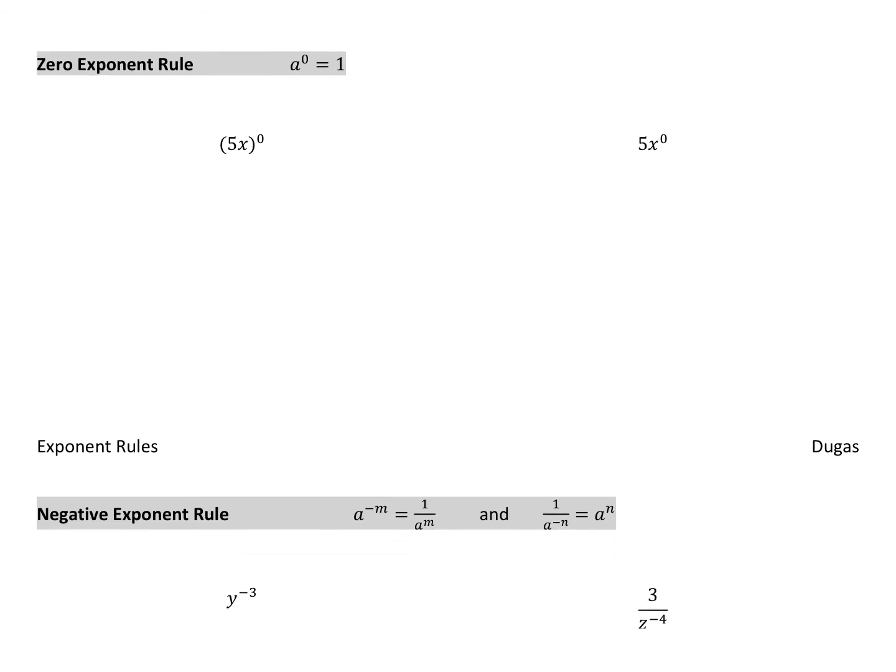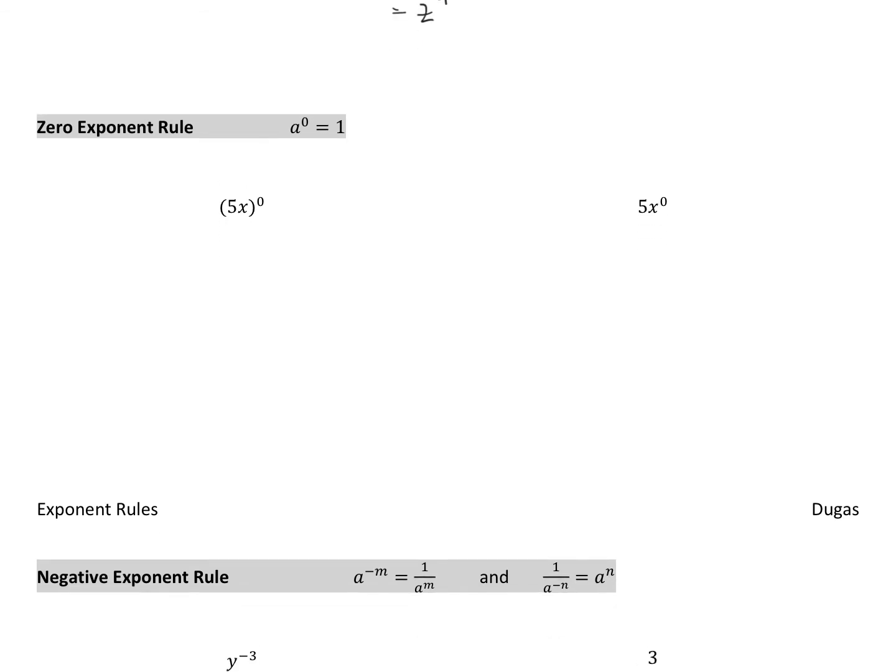Let's think about if I have a squared divided by a squared. Let's just see what happens. If I use the quotient rule that I just talked about earlier, I could think about it as subtracting the exponents, right? So that would be a to the 2 minus 2. Well, 2 minus 2 is 0. So a squared divided by a squared is a to the 0.